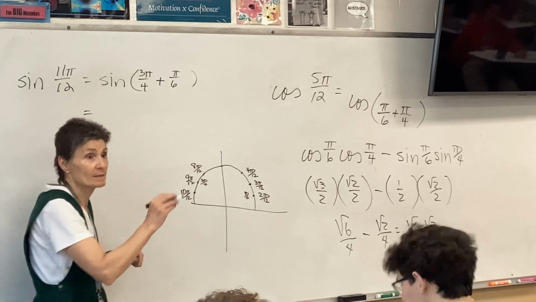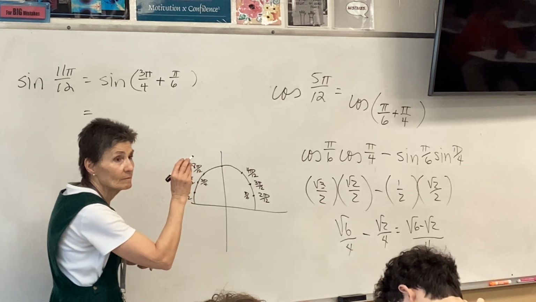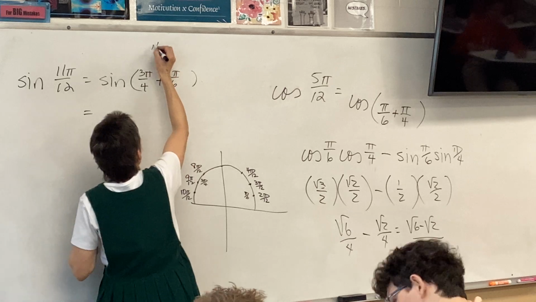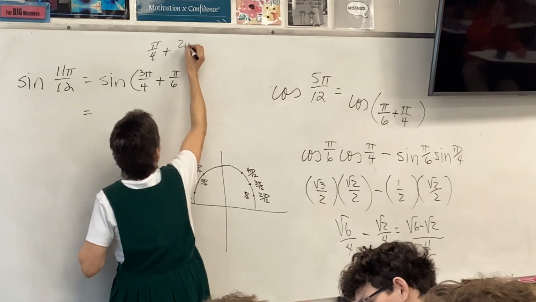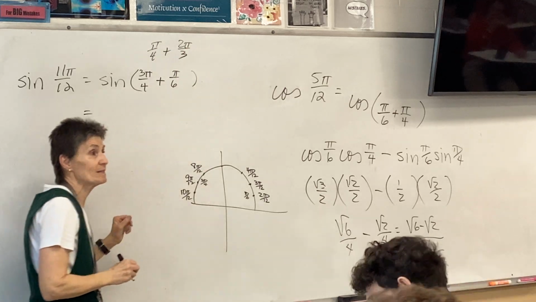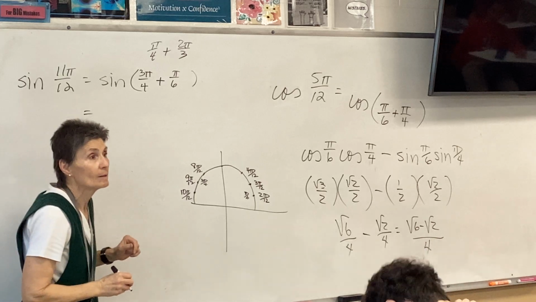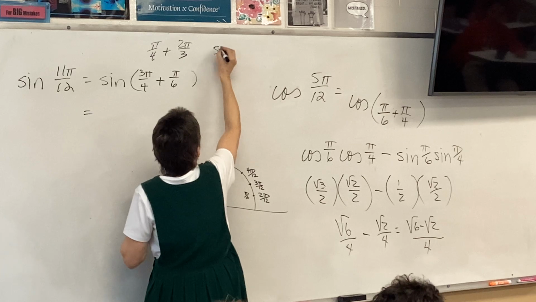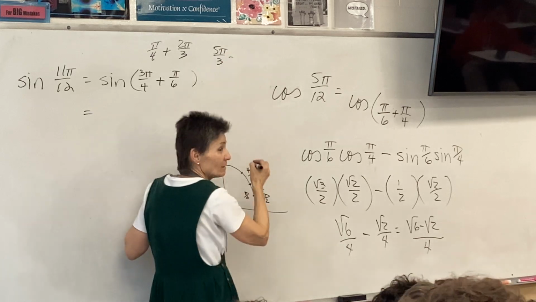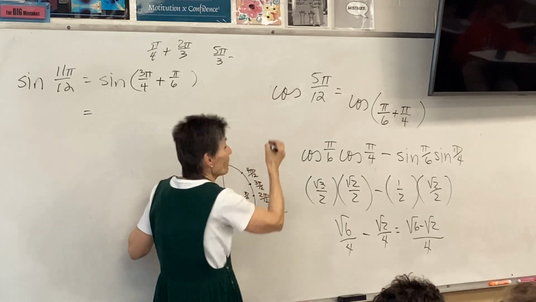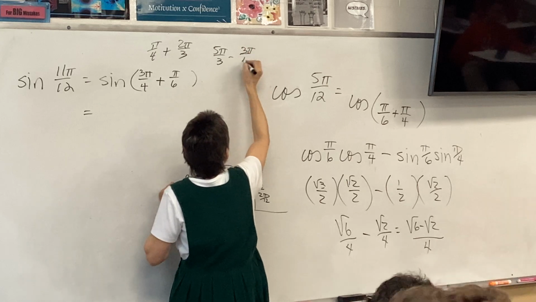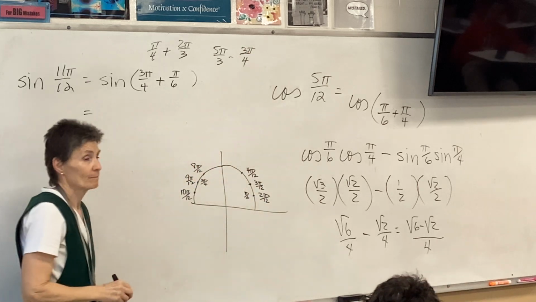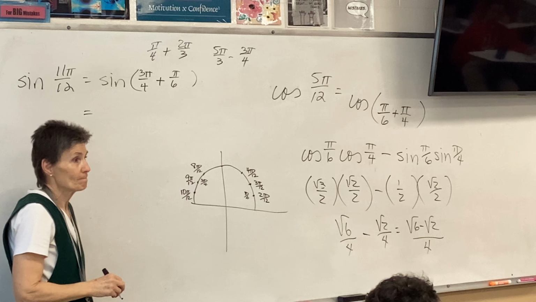What'd you guys do, Alex? I did pi over 4 and 2 pi over 3. Pi over 4 and 2 pi over 3. Okay, anybody have a different idea? Sophia? I did 5 pi over 3 minus 3 pi over 4. She did subtraction. 5 pi over 3 minus what? 3 pi over 4. She did a subtraction. Awesome. Anybody have a different one?